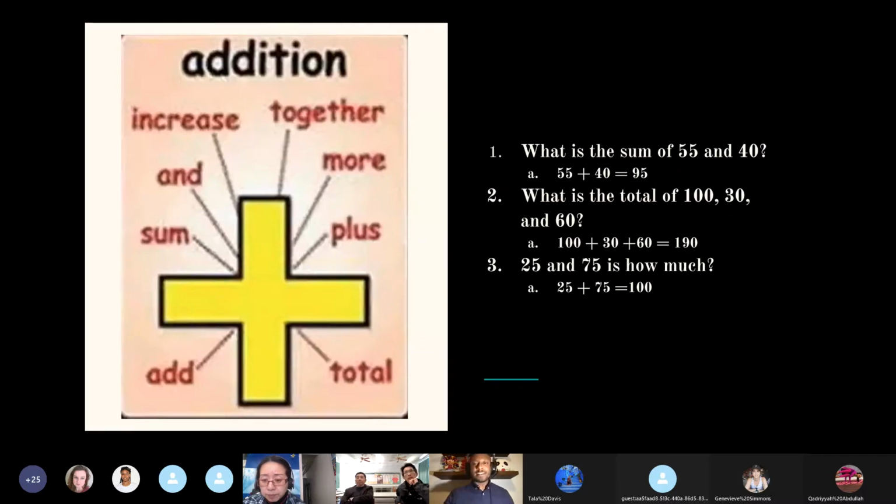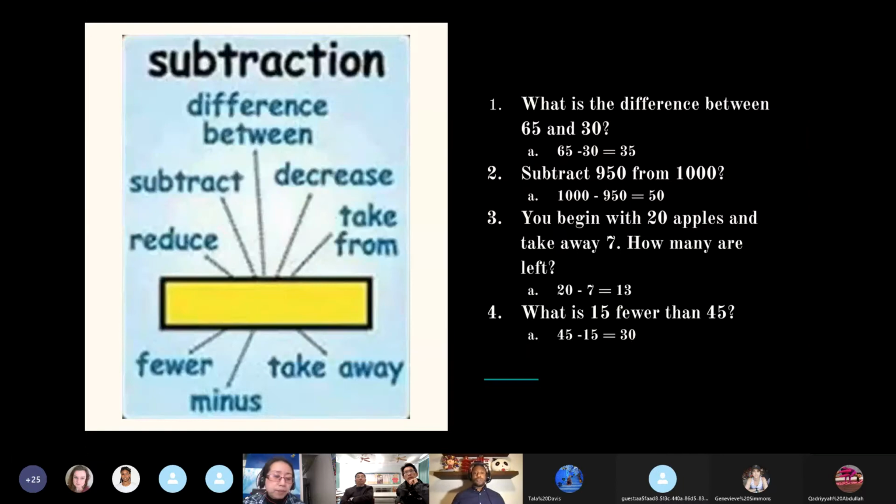Okay, let's continue. So we'll go to its opposite cousin here, subtraction. So subtraction is the one where we're taking things away. We're reducing something. And so some of the words that we use when we are speaking of a subtraction phrase would be the difference between. That's a very common one. The difference is another word for subtraction or minus.